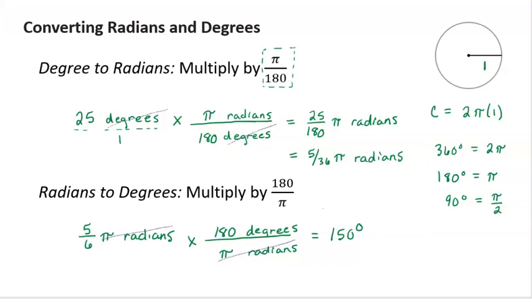So there is your quick little lesson on converting radians and degrees. And that concludes our video for area and circumference of circles, including parts of circles.